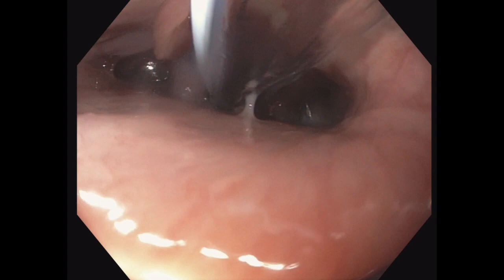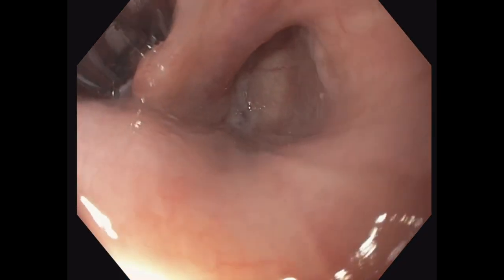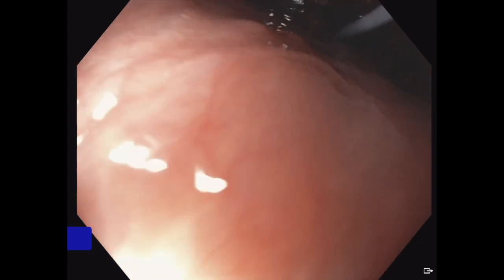This is a video of the example of routine upper endoscopy. I hope this will help our fellows to learn the basics. You will see larynx and pharynx after passing the base of tongue.